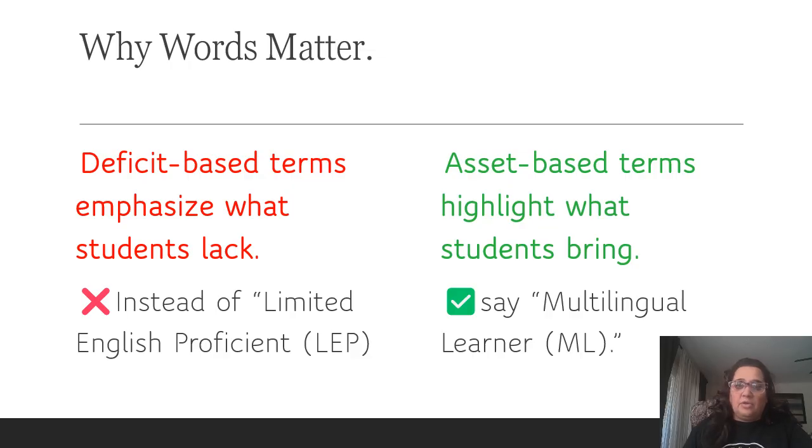Why do words matter? Deficit-based terms emphasize what a student lacks. Asset-based terms highlight what a student brings. So, instead of limited English proficient, LEP, we say multilingual learners, MLs.